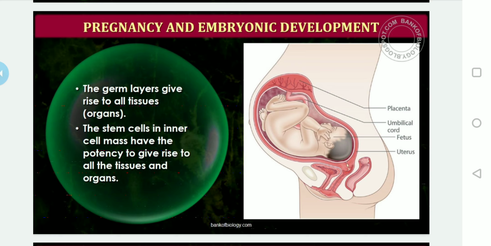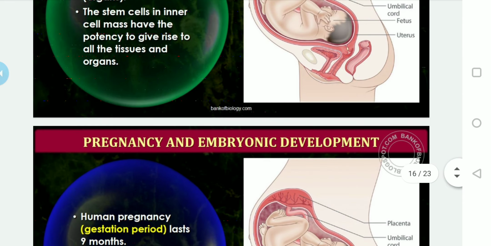As I said, certain cells present in the inner cell mass are called stem cells. You must have heard about the recent technology. Stem cell therapy is the recent technology they are using to regenerate damaged tissues, which have the potency to give rise to all types of tissues and organs. That's why nowadays we are using this technology to regenerate whatever structures or organs may be destroyed, or sometimes damaged.